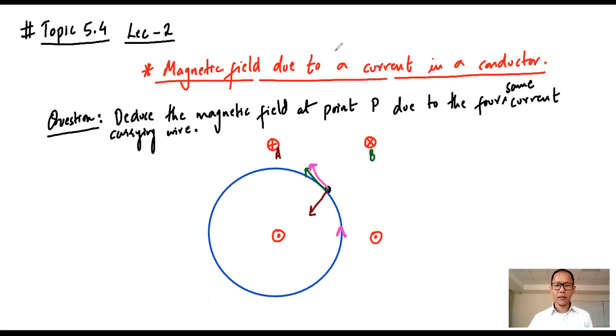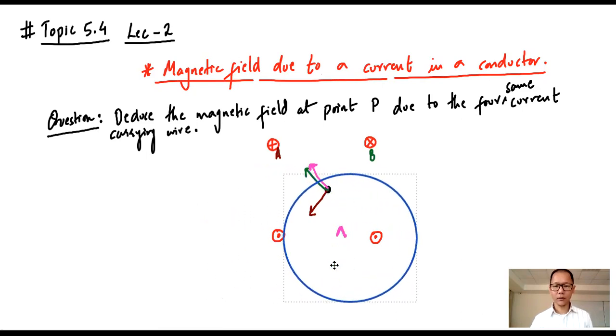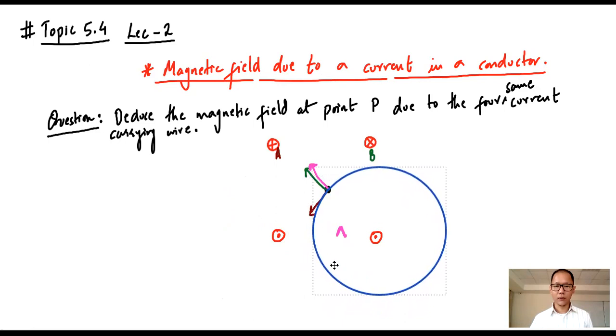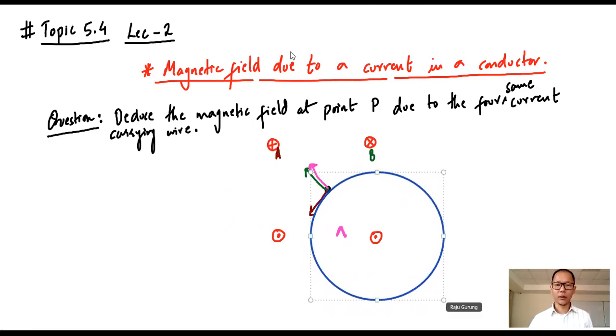Similarly, let's do it for the last one. Let's say this is C, and this is D. For the D part, you see that the field is parallel to the brown line, because the field is anti-clockwise.